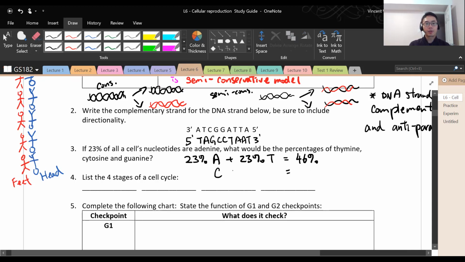Which means the percent of C plus G is going to be 100 minus 46, which will give you 54. Of the 54, half of it is going to be C, and half of it is going to be G. Okay, 27 plus 27 gives you 54. 23 plus 23 gives you the 46. Does that make sense? Any question about the calculations here?